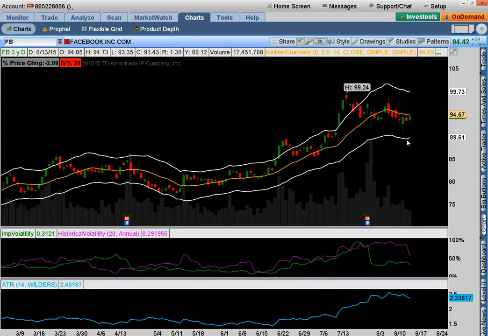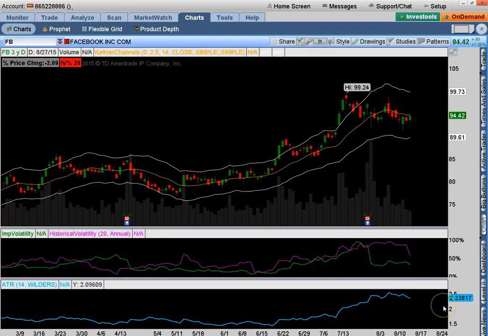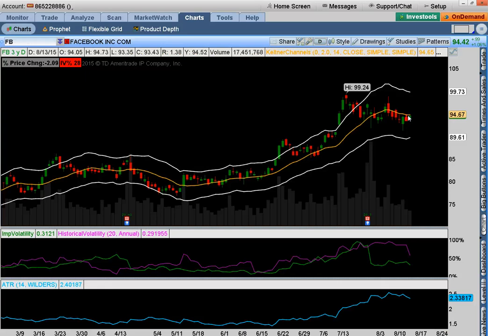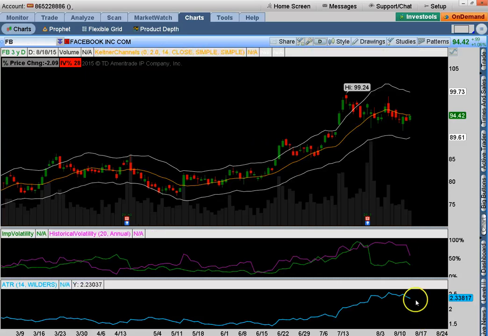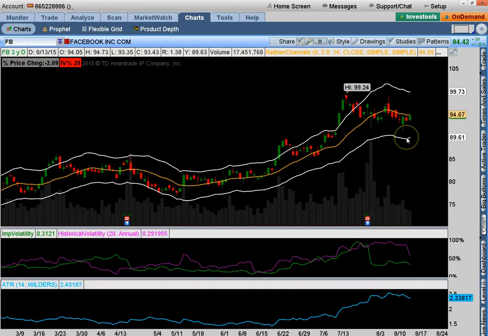Why is that important? Well, if I were to go long over here, or if I was going to buy a call, I know that the stock on average could move $2.33 a day. So I like to set price targets and stops. My price target might be 2 times the average true range, to try to get this thing to 99.73. And my stop might be 2 times the average true range on the downside, at 89.61.